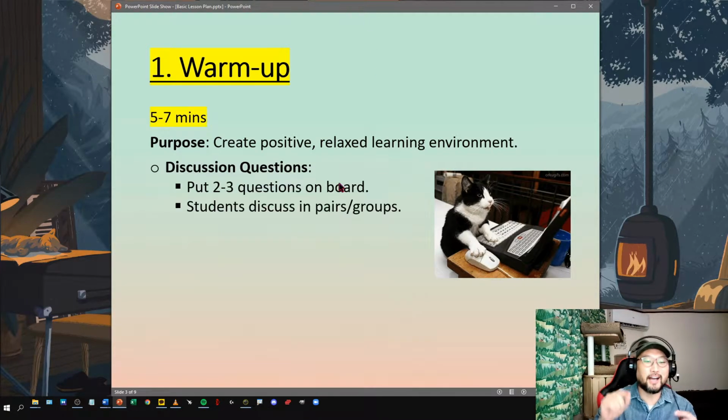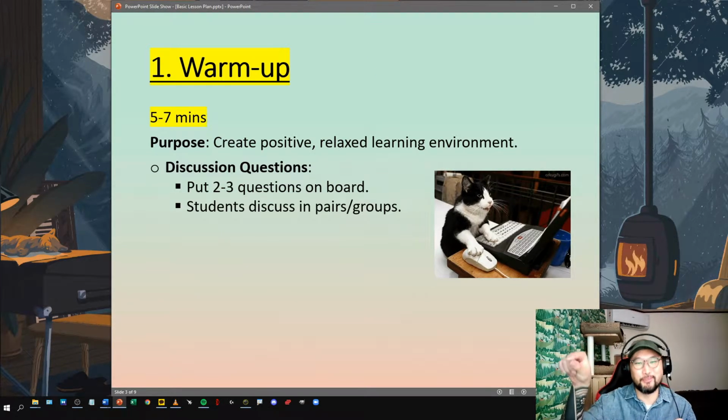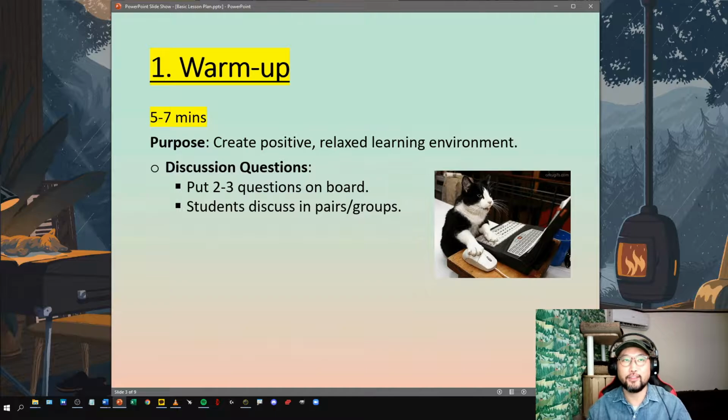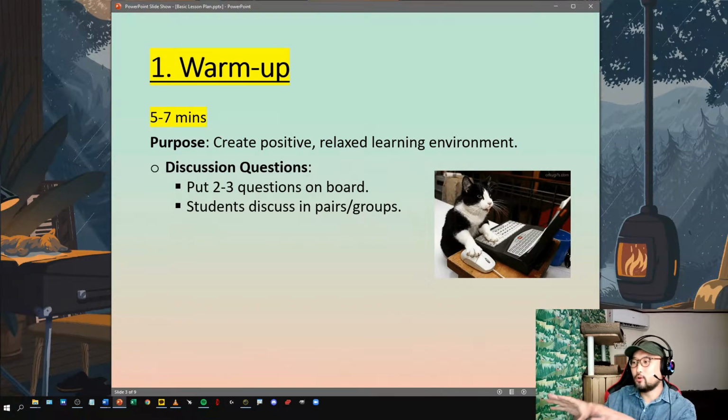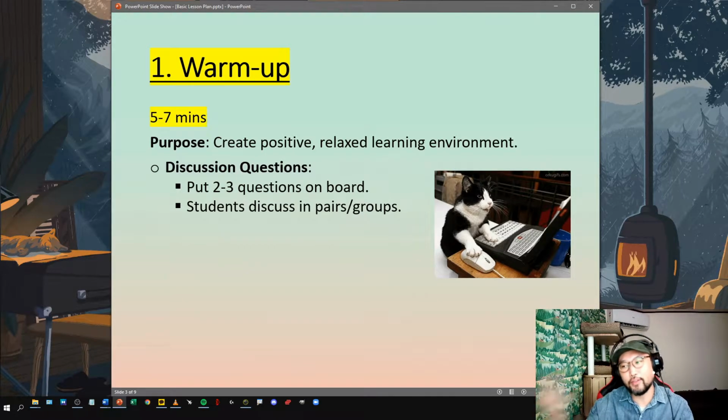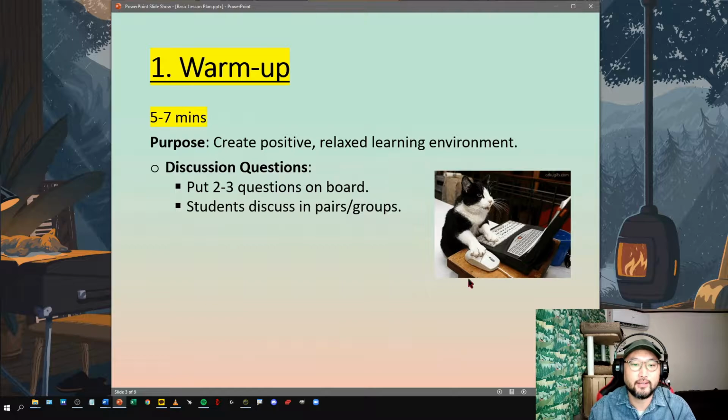So what I do is I'll put 2 or 3 questions on the board, and then I'll have the students discuss in pairs or in groups. They don't have to write anything down. They're just looking at the board, asking that question to their partner or in their group, and then they're getting responses, and so they're just discussing these questions with each other.